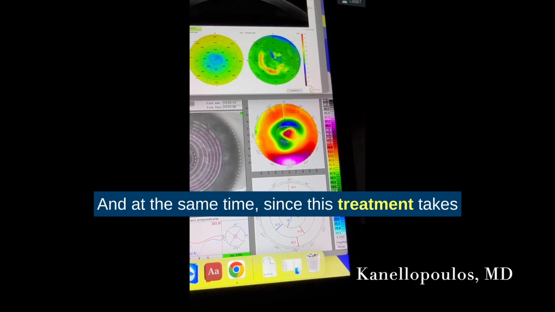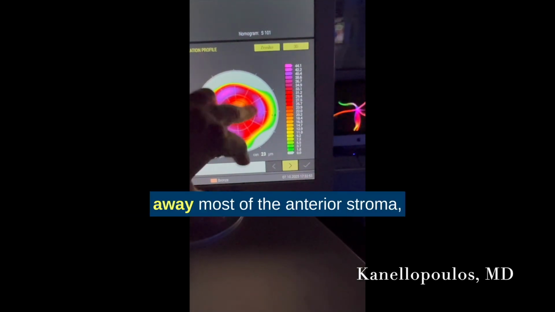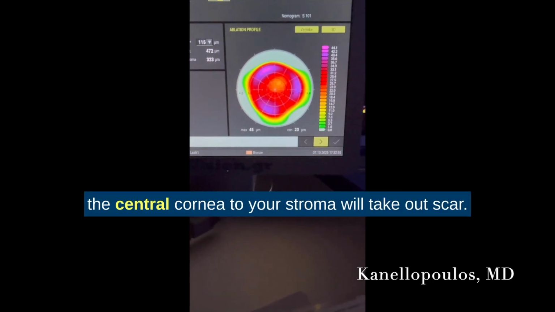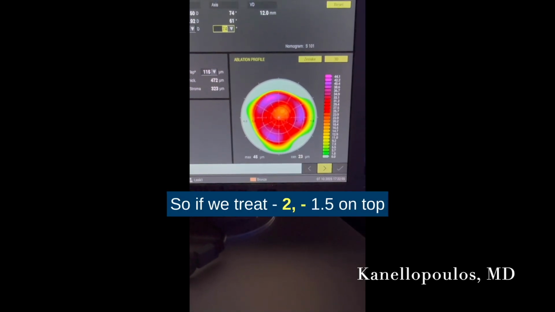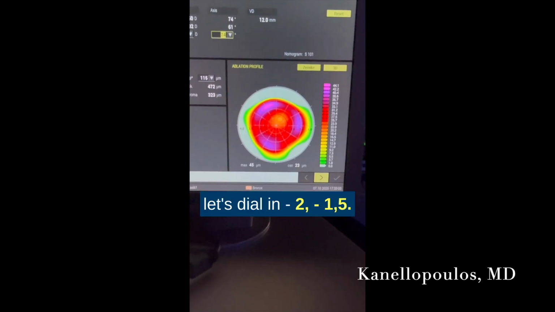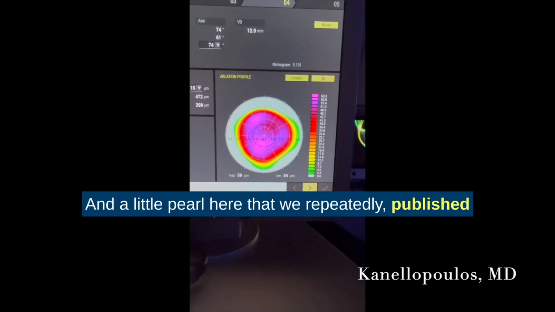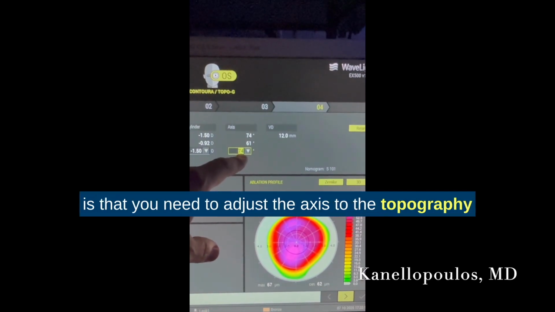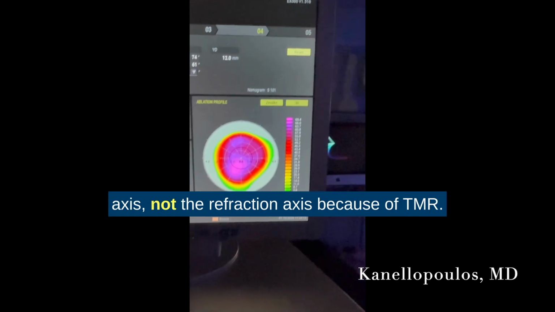And at the same time, since this treatment takes away most of the anterior stroma, the central cornea anterior stroma, it will take out the scar. Now we put the refractive error in as well. So if we treat -2, -1.5 on top of the topography-guided treatment, let's dial in -2, -1.5. And a little pearl here that we repeatedly published is that you need to adjust the axis to the topography axis, not the refraction axis, because of TMR.